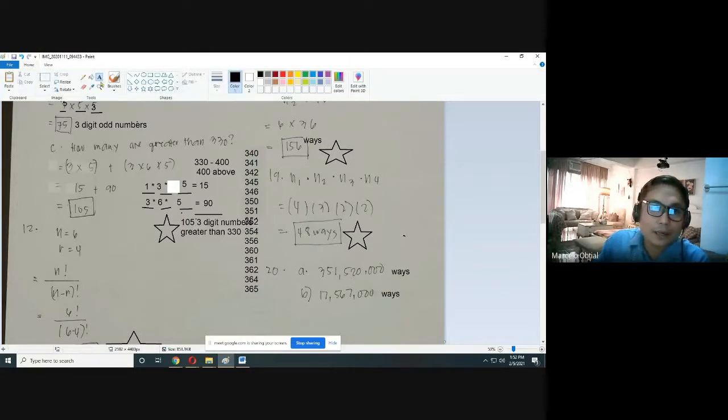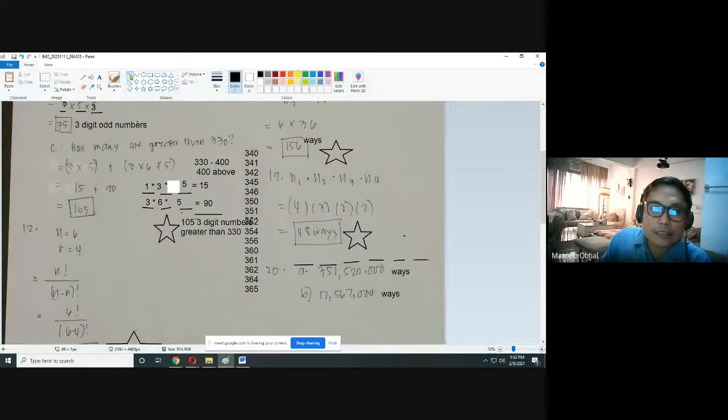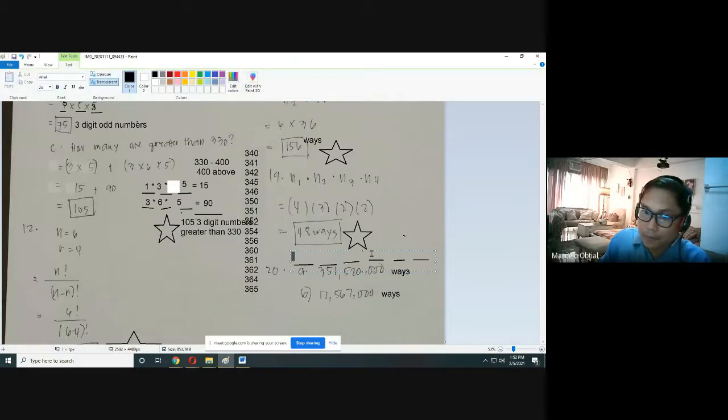Okay, for number 20, gagawa ka ng plates ng sasakyan, no? So, anim daw yung slot, no? So, sa anim na slot, 1, 2, 3, 4, 5, 6, okay? License plates. First, digits, tapos followed by letters. Can be repeated, okay? The first slot, digit tayo. How many digits are there? Ilan lahat, class? Including 0. Ilan? 10, tama? Okay, allowed naman sa plates ng sasakyan na mag-zero muna, tama? Opo, sir. So 0 to 9, that is 10 options.